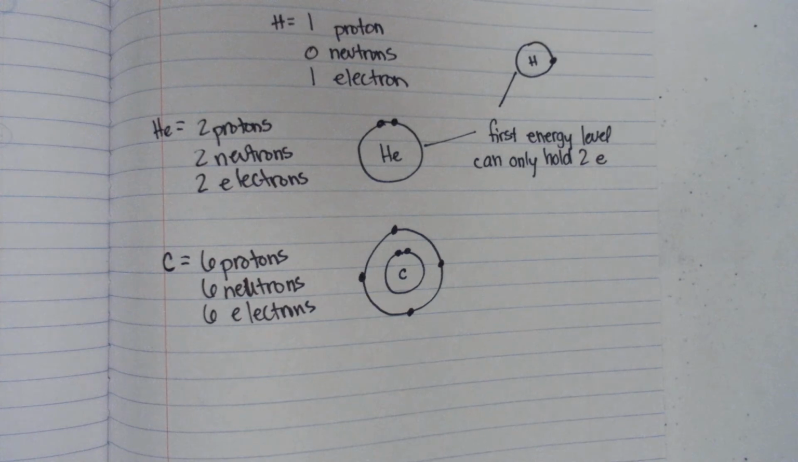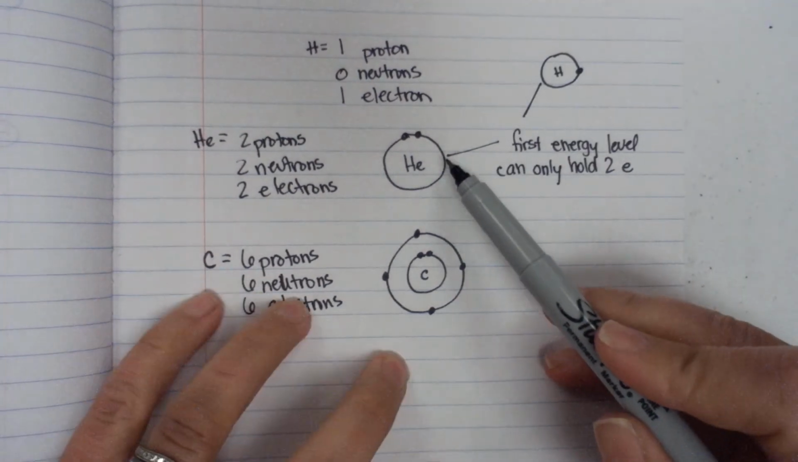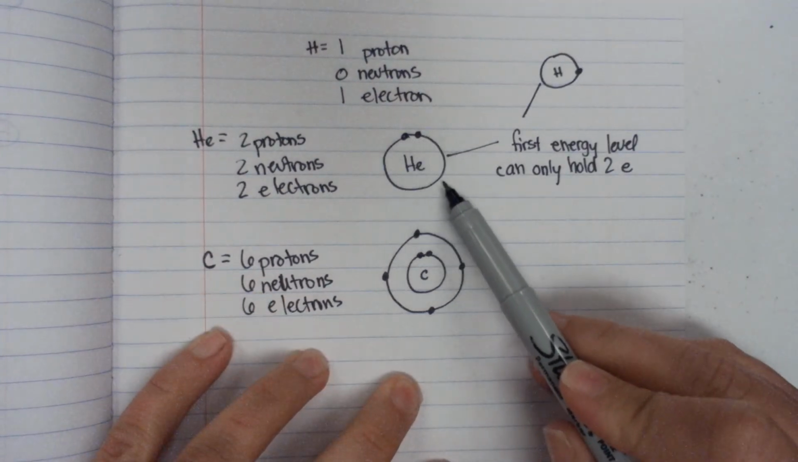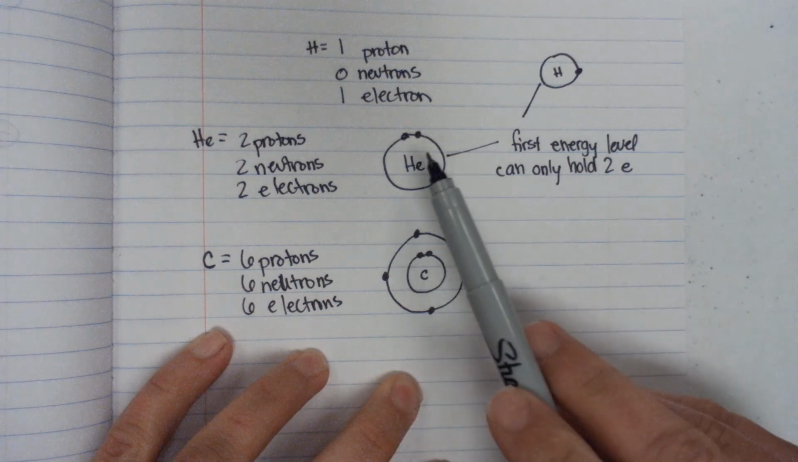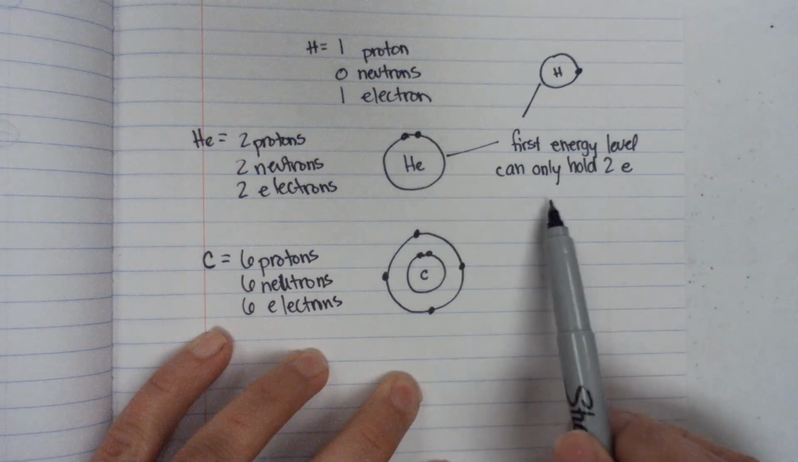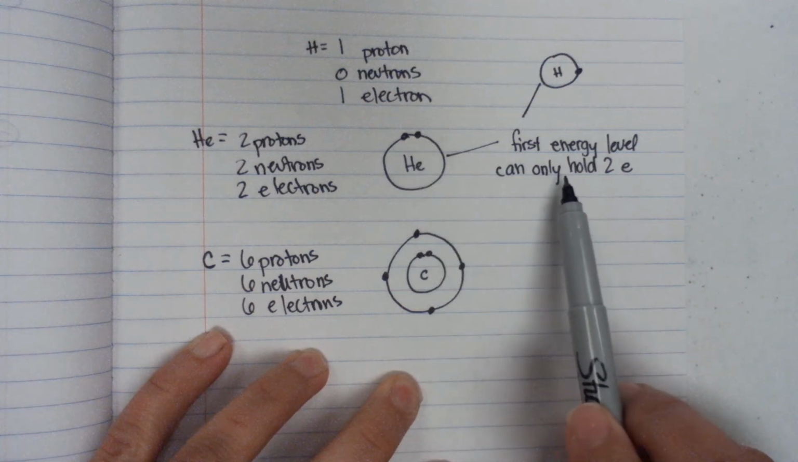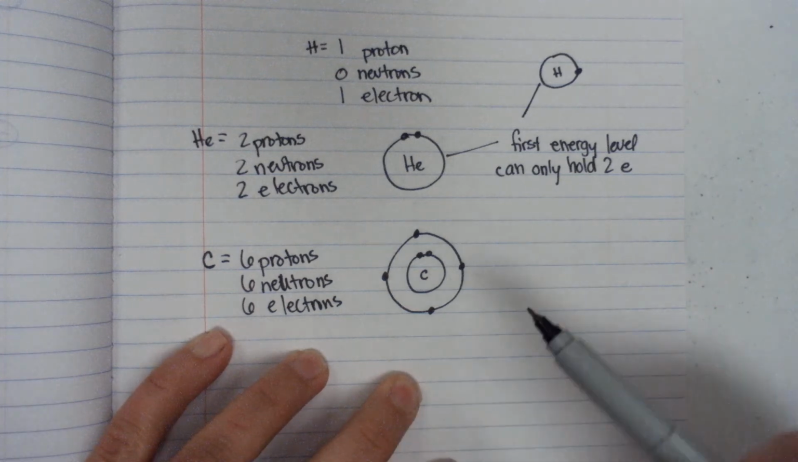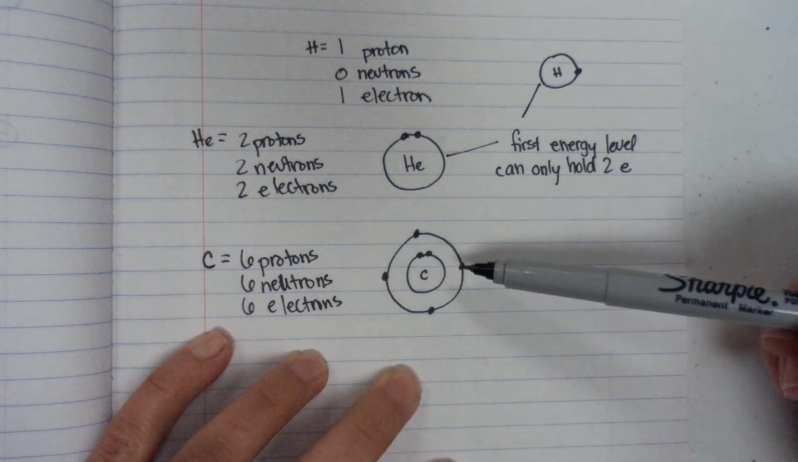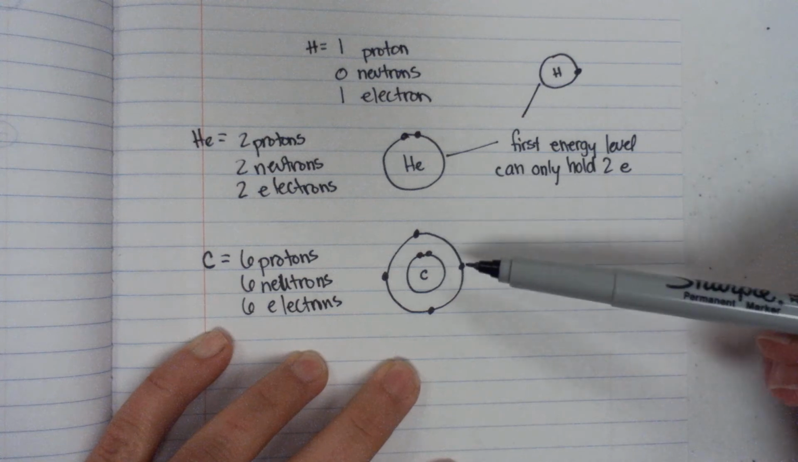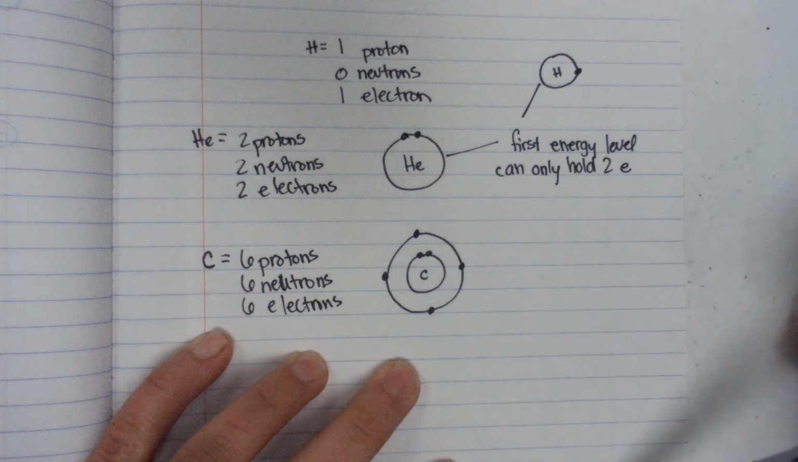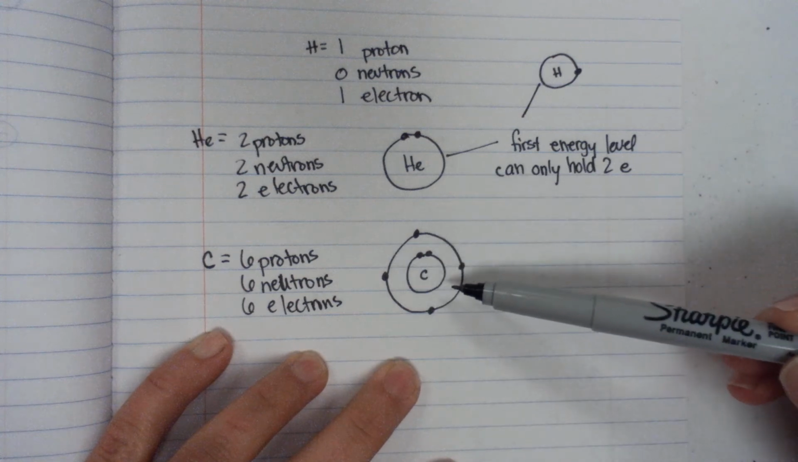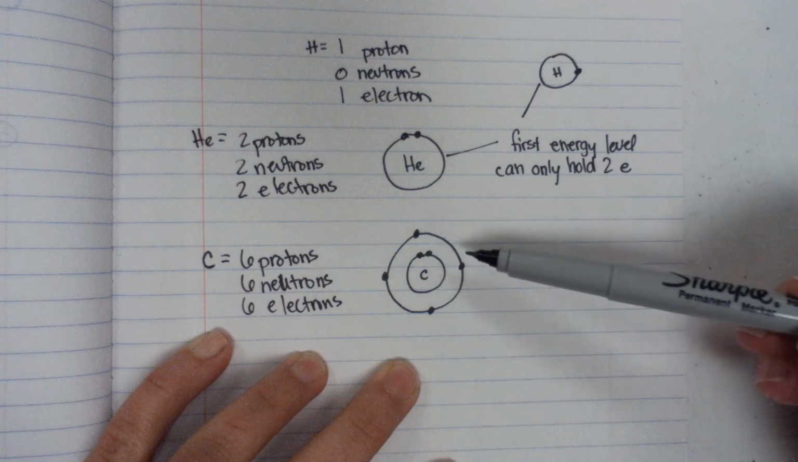Alright, so we were just discussing how helium is kind of an outlier. It only has 1 energy level and 2 electrons, but that first energy level is full because the first energy level can only hold 2 electrons. When we look at carbon here, we have 4 more spaces available for carbon because the next energy levels can hold 8 electrons.